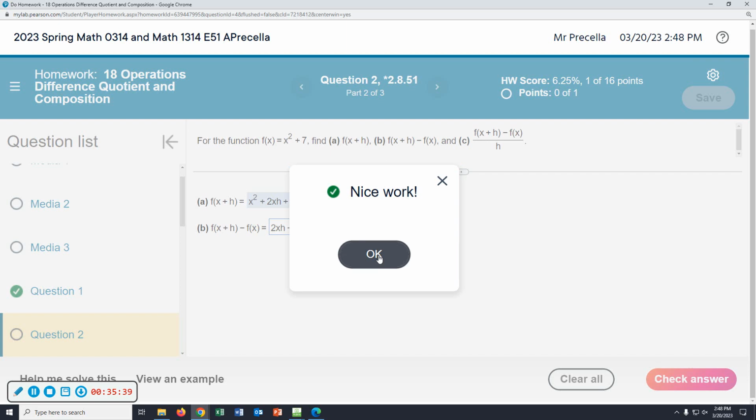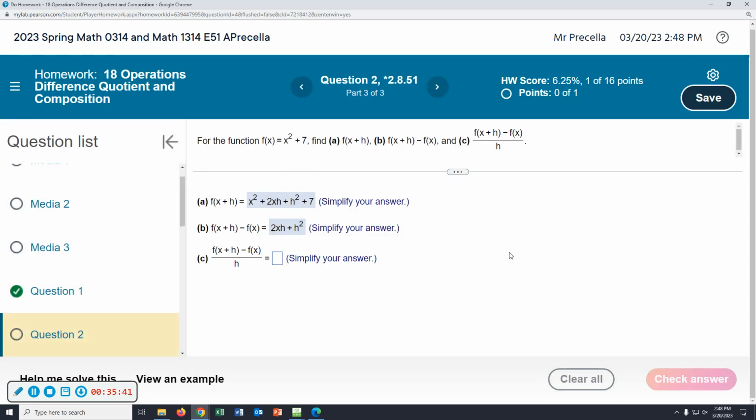And then, if you hate fractions, then this has to be the hardest part, right? Part C. F of x plus h minus f of x. Have we already done that? The top part of this fraction, have we already done that? Yes. That's the part B answer, all over h.